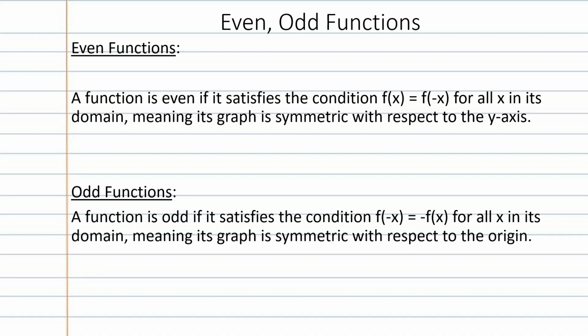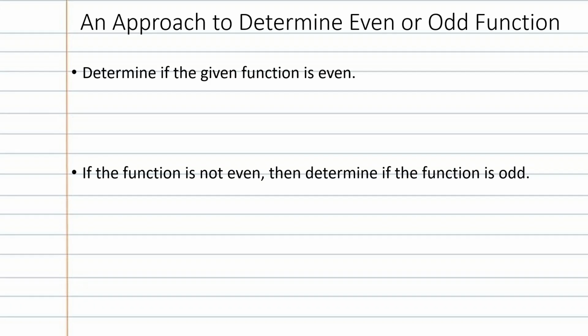Odd functions. The definition for an odd function is: a function is odd if it satisfies the condition f of negative x equals negative f of x for all x in its domain, meaning the graph is symmetric with respect to the origin. So, for a function to be even, it needs to be symmetric with respect to the y-axis, and for a function to be considered an odd function, it needs to be symmetric with respect to the origin. Okay, and we know both of those checks already.